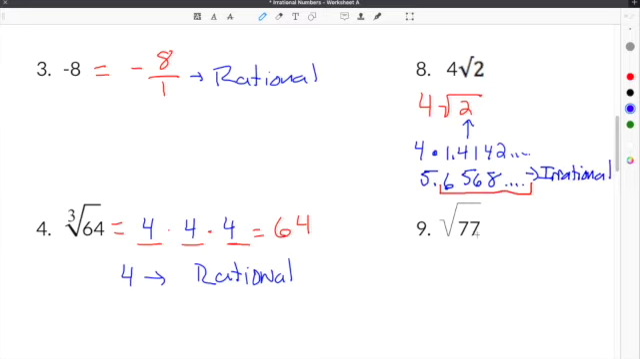The square root of 77 is not a perfect square, and when you do the square root of 77 in a calculator, you get 8.77496. That goes on forever. This is neither repeating or terminating, so it's non-repeating, non-terminating, which means it is irrational.